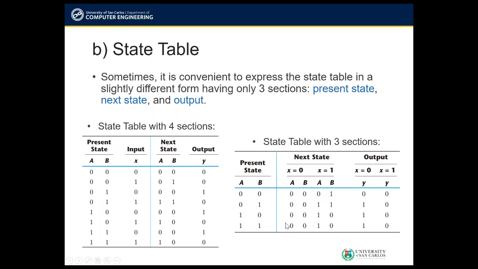Okay, so how do we analyze a state table? So here, this means that if our present state is 0, 0 for A and B, then the next state would become 0, 0. So that means unchanged if x is 0. And if x is 0, the output also is 0. If present state is 0, 0, the next state would become 0, 1 if our present input x is equal to 1, and correspondingly its output is 0, and so on.